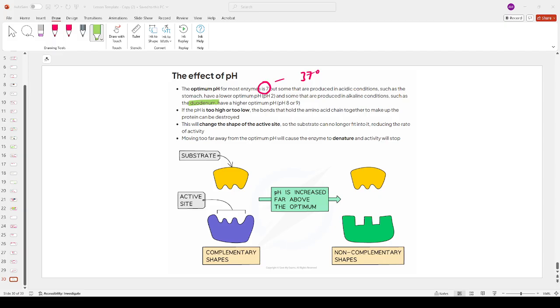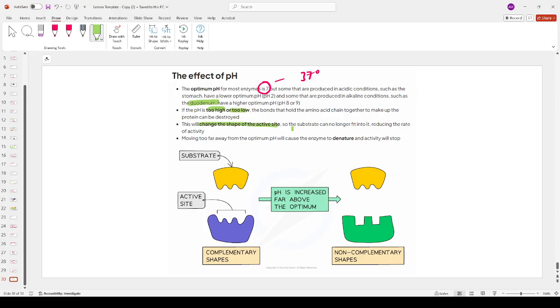Anyways, if the pH is too high or too low, the bonds that hold amino acid chains that make up the protein are destroyed. Don't worry too much. So when the pH is too high or too low, denaturing takes place. This will change the shape of the active site, so the substrate can no longer fit into it, reducing the reactivity.